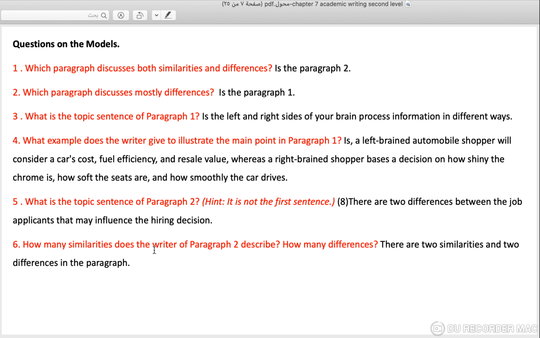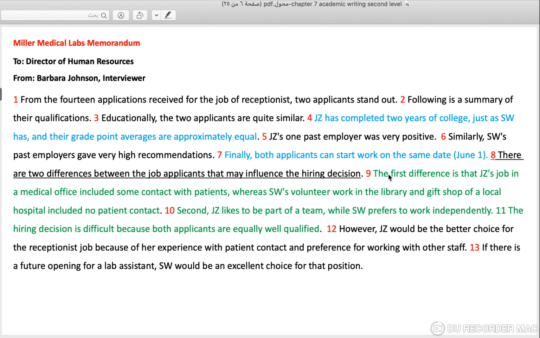How many similarities does the writer of paragraph 2 describe? How many differences? In paragraph 2 there are two similarities and two differences. Here, what is in green is the first difference, here the second difference, and here also the similarities in blue. Two similarities and two differences.